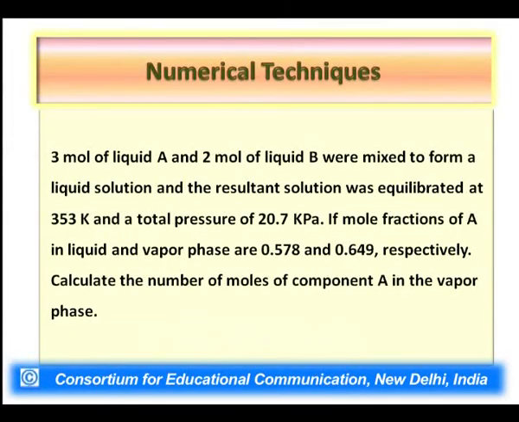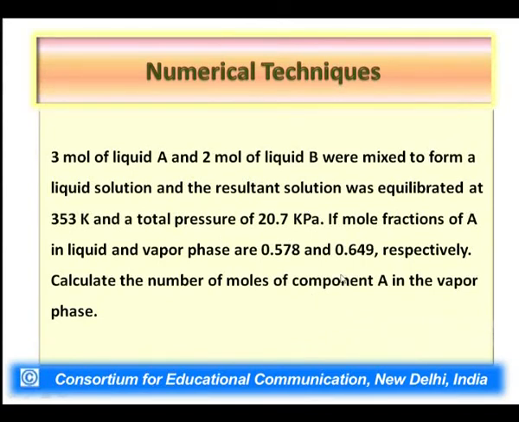Now whenever a numerical is seen, what should we do? We should first of all try to analyze the data. What is being given to us? We are given the composition in the overall system, that is capital XA equal to, since 3 moles of A was given, 3 divided by the total number of moles which is 5, so 3 by 5 equals 0.6. So capital XA is 0.6 and therefore capital XB is equal to 0.4, because 1 minus capital XA equals capital XB.